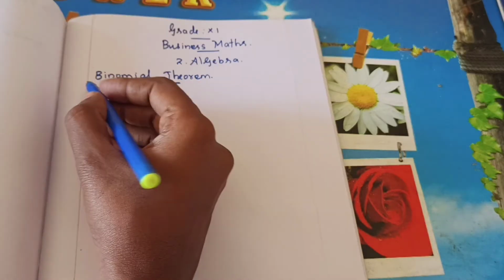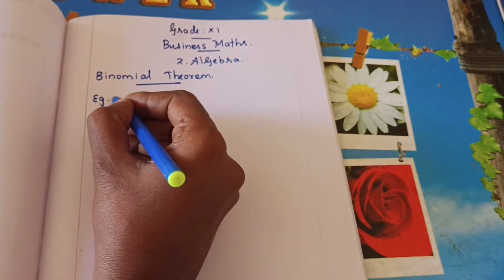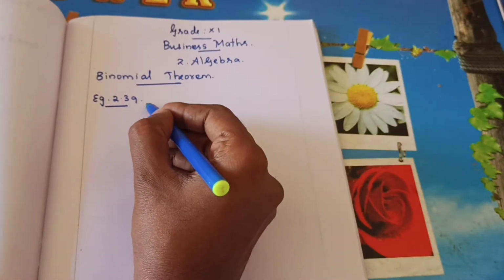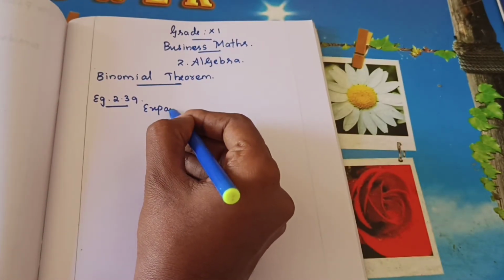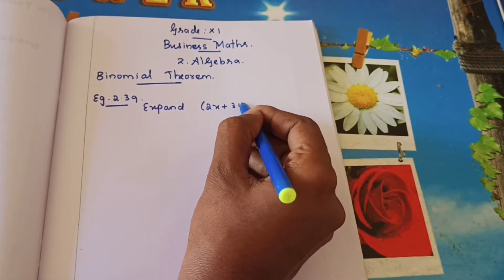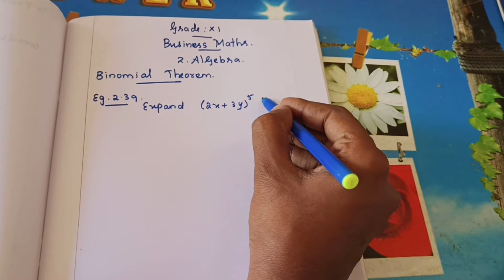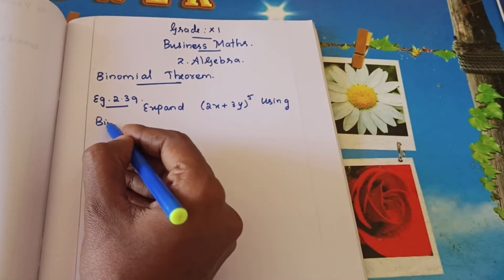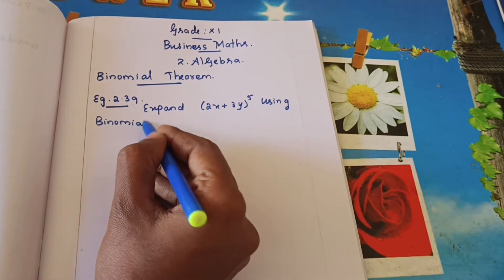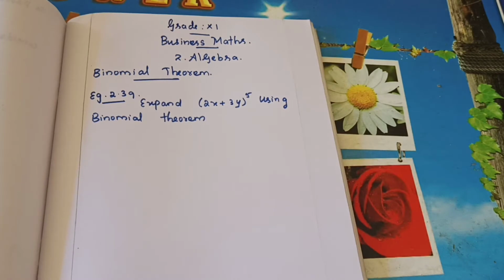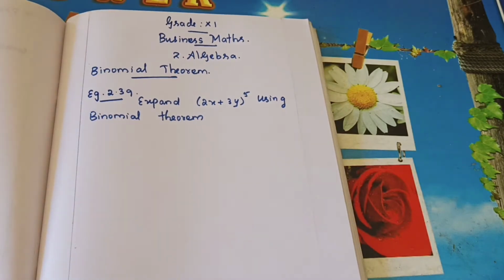Example 2.39. Question is, expand 2x plus 3y the whole power 5 using binomial theorem. Expand 2x plus 3y the whole power 5 using binomial theorem.